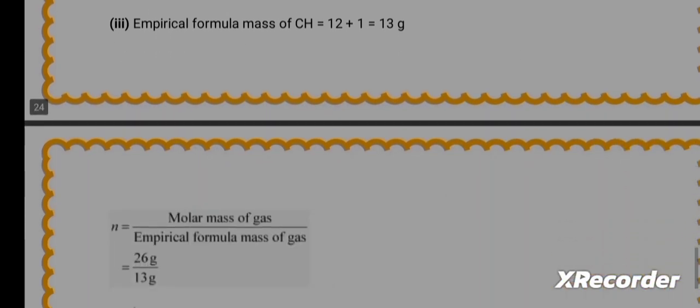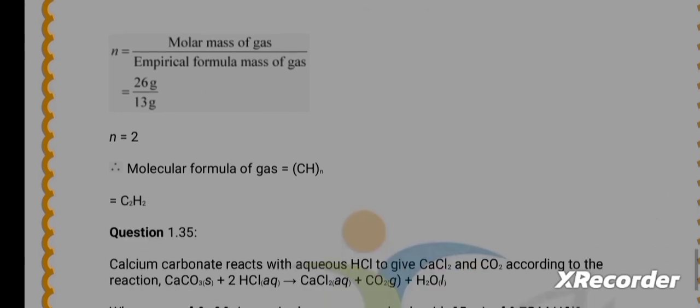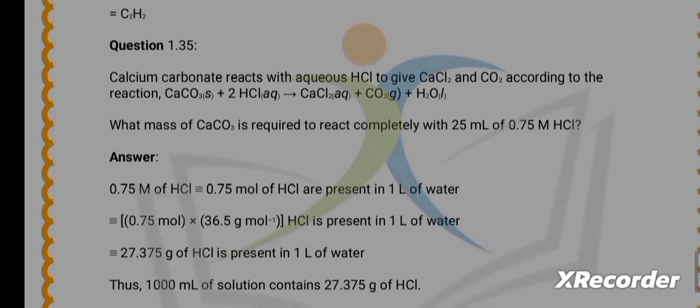out to be 13. And we can solve the value of n: molecular formula mass divided by empirical formula mass. Now molecular formula mass is 26, empirical formula mass is 13. By dividing it you will get the value of n, which is 2. Now multiply this 2 with the empirical formula, and the formula comes out to be C2H2.